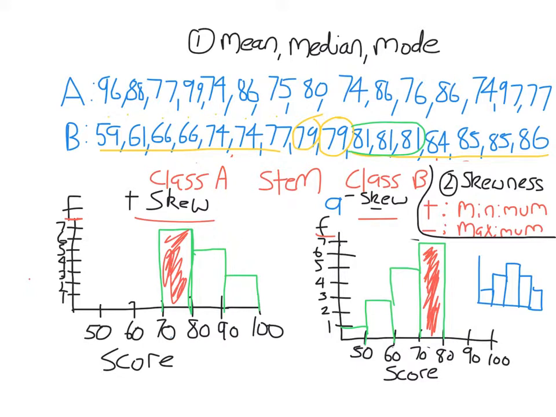I just want to say quickly though, skewness doesn't tell you how high or low the scores were in general. We can see clearly that A is positively skewed, so it has more scores closer to the minimum and B has more scores close to the maximum. But clearly Class A did better in this test than Class B. When we calculated it, the mean and the median were higher for Class A, okay?